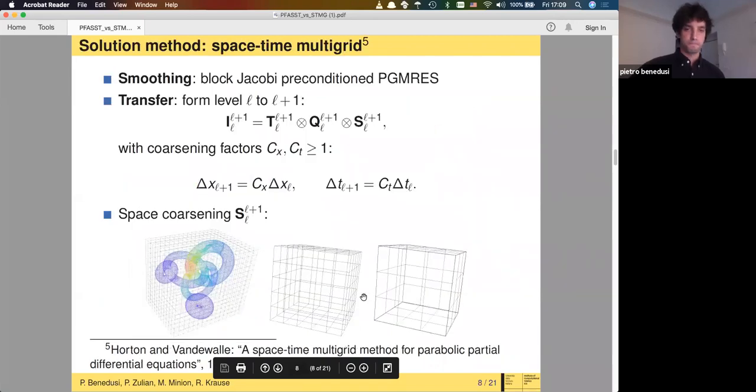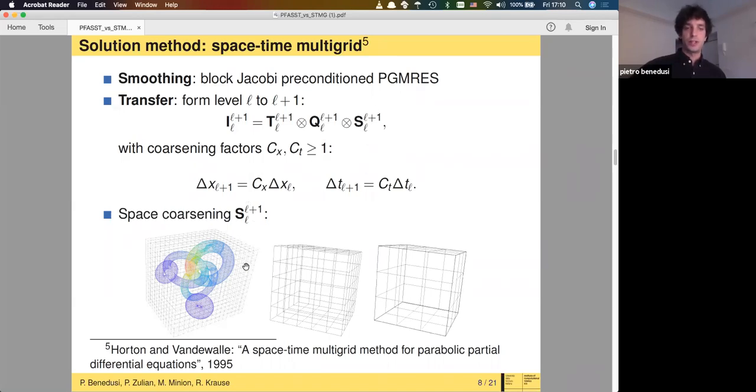And then, talking about the space-time multigrid that I use to solve the space-time system, as smoothing I use block-Jacobi preconditioned GMRES, and the transfer is quite easy because we are dealing with a tensor product space, so the space-time transfer is going to be the tensor product of various transfers. This is a transfer in time, this is transferring the time elements, so you can do p-multigrid in time, and this is transfer in space.